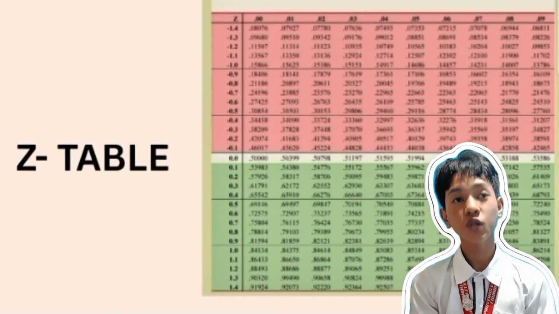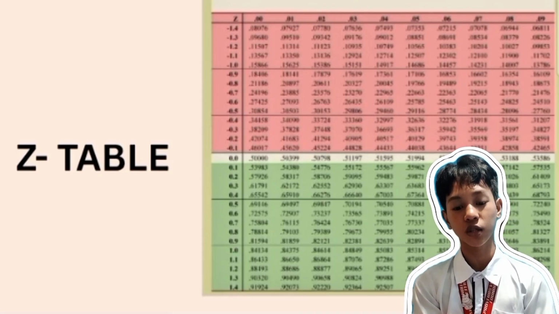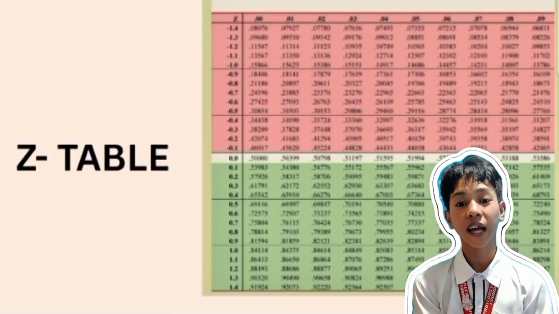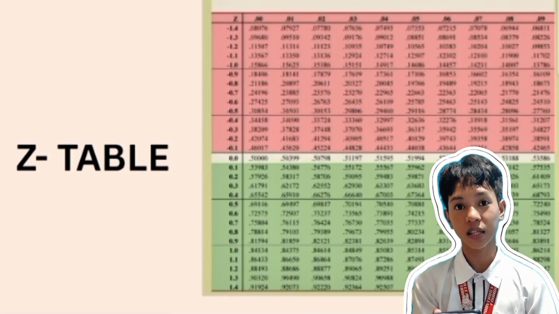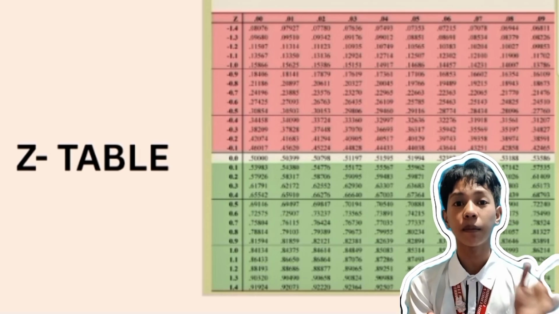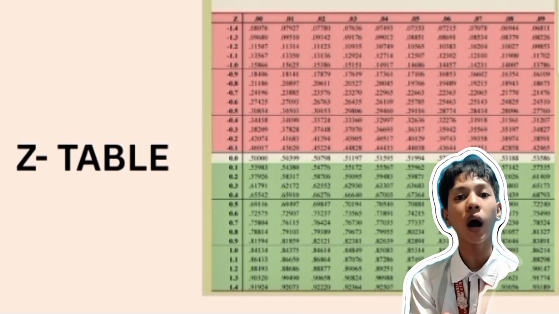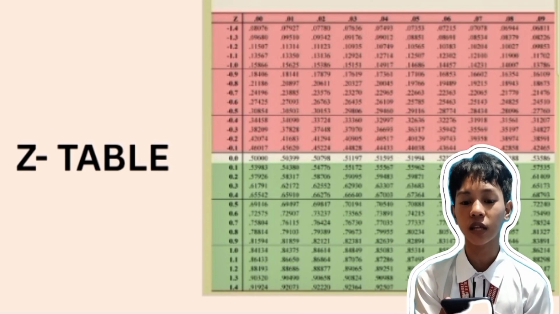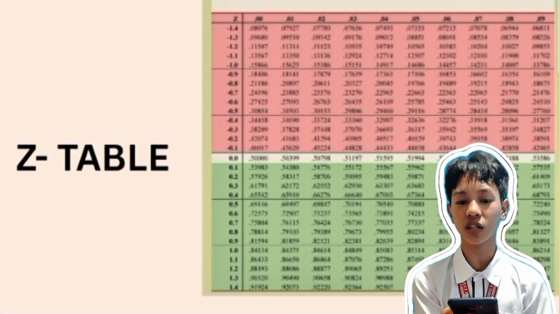So, this is what the z-tables look like. The upper part is negative and the lower part is positive.